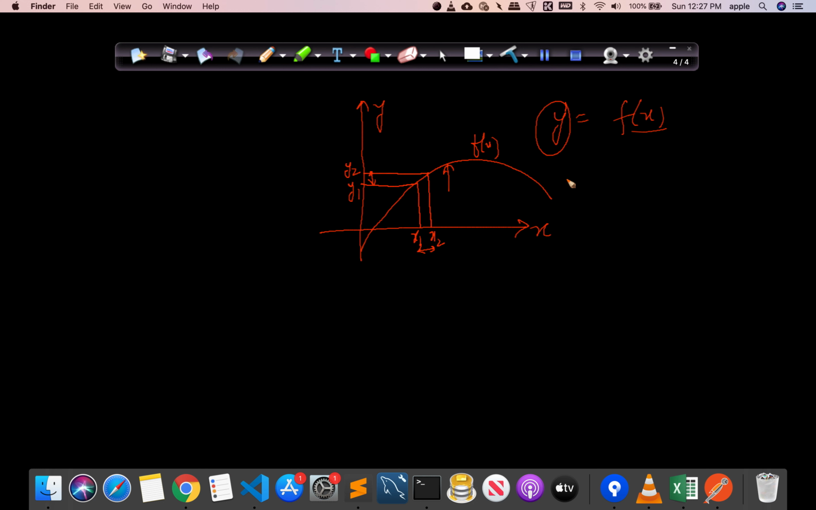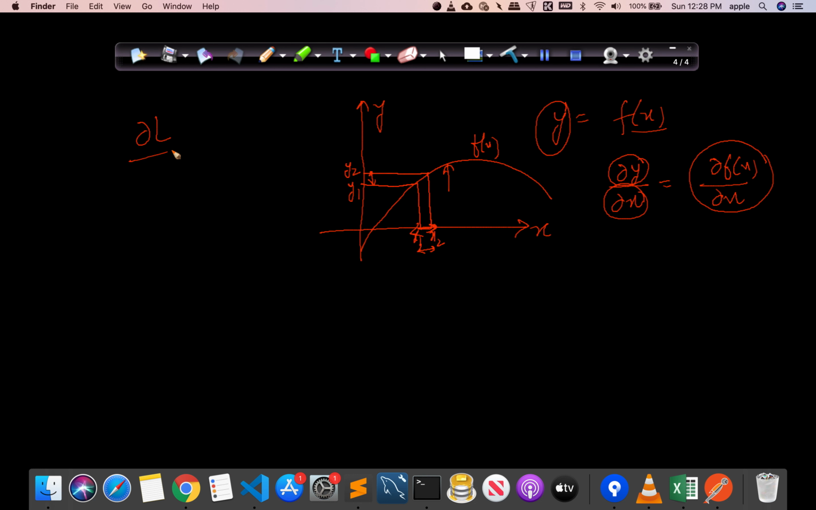So this can be found out using dy upon dx. Why? Because change in y upon change in x will give us the change in the function with respect to this y. So how to calculate this? This is d of f(x) upon d of x. So this will give us the gradient. What is gradient? Gradient is the change in the output given the change in the input. So this is our gradient. This is what we are going to calculate.